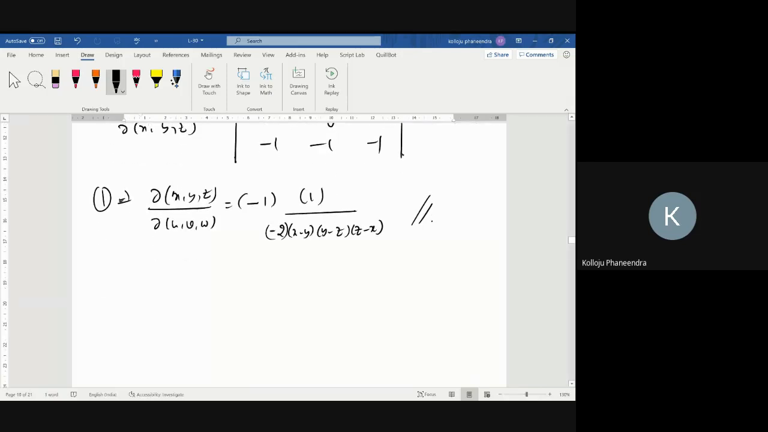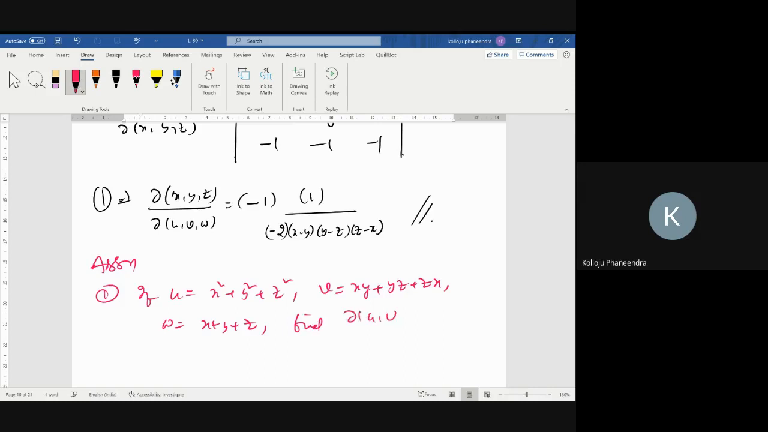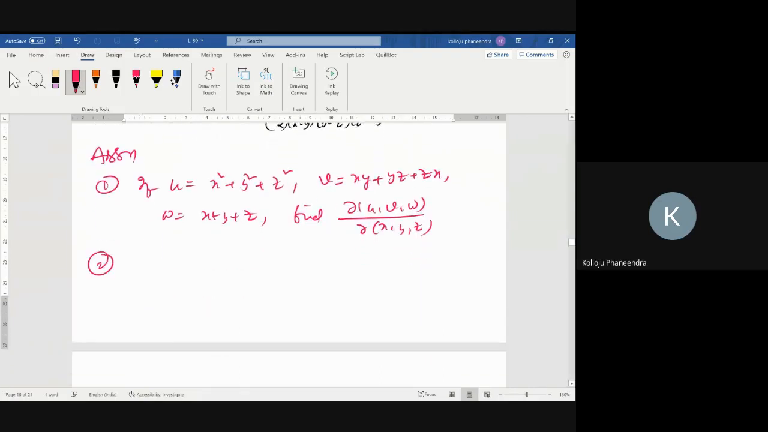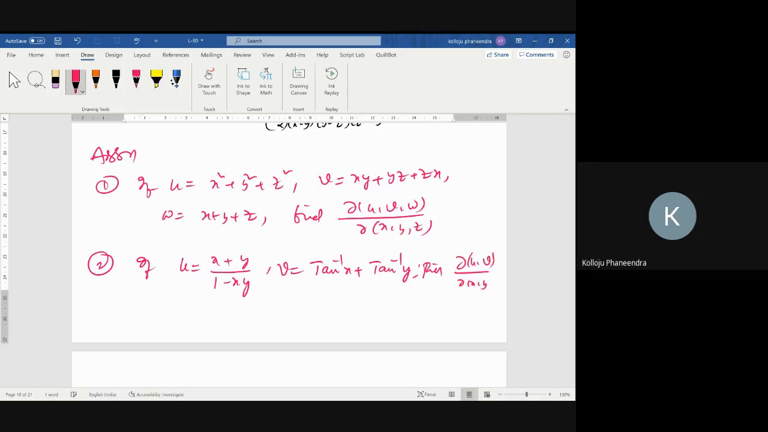Next, take the assignment problems. First one: if u equal to x square plus y square plus z square, v equal to xy plus yz plus zx, w equal to x plus y plus z, find ∂(u, v, w) by ∂(x, y, z). It's a direct problem. Second one: if u equal to (x plus y) by (1 minus xy), v equal to tan inverse x plus tan inverse y, find ∂(u, v) by ∂(x, y). Simple one.